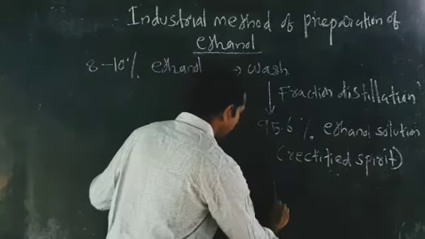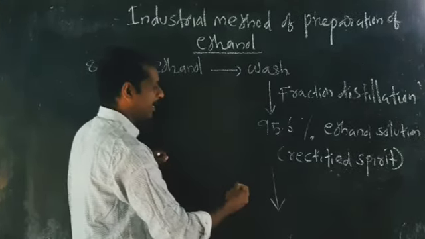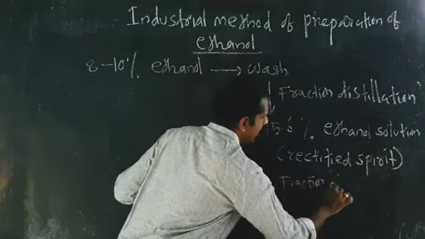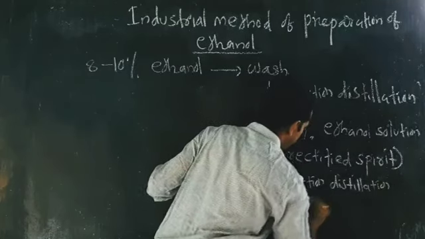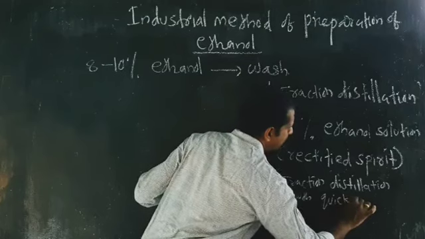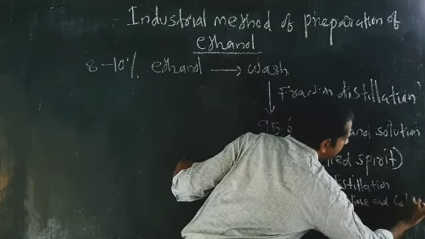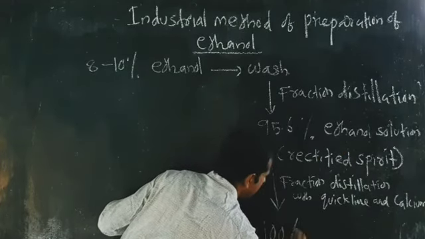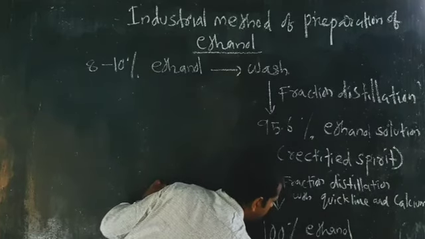Now this rectified spirit, again by distillation with quicklime, calcium oxide, gives 100% ethanol, which is known as absolute alcohol.